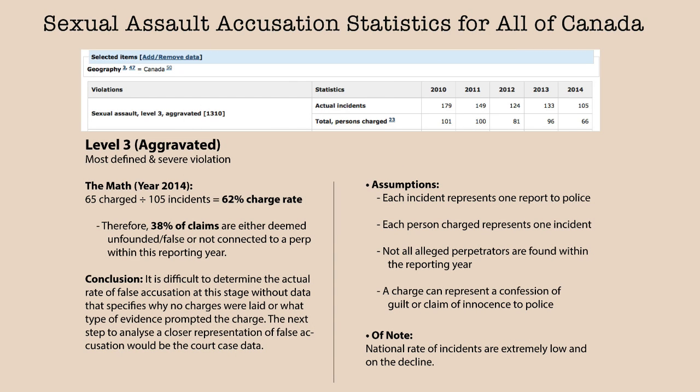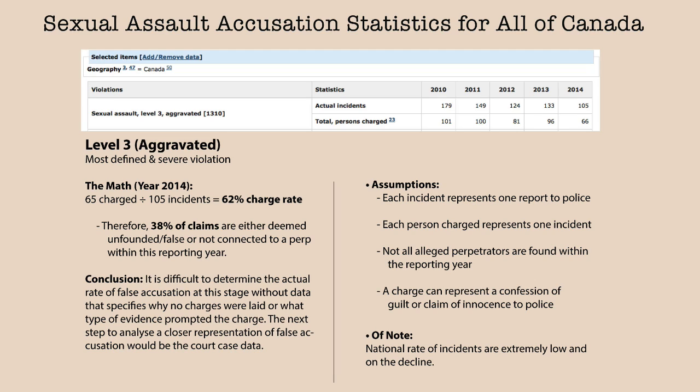So let's start with level 3, the most defined and severe violation of all 3 levels. The statistics are shown here, and I got them from the Statistics Canada website, and I created this table based on data that was available to me, and I just whittled it down to 2 important statistics: actual incidents and total persons charged. So here we're looking at the level 3 aggravated assault statistics: 2010, 2011, 2012, 2013, 2014. So that's 5 years worth of statistics. I will be focusing on the previous year, which is 2014.